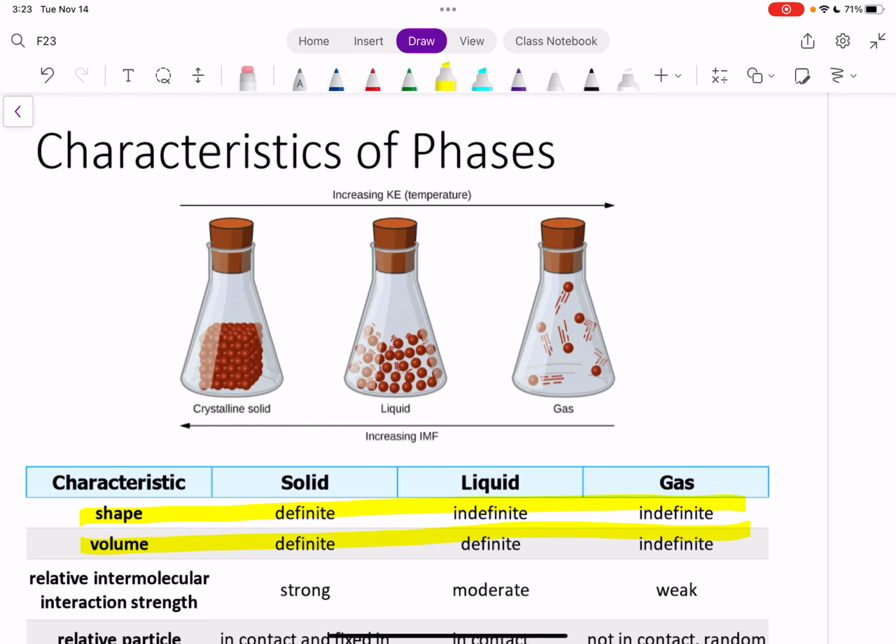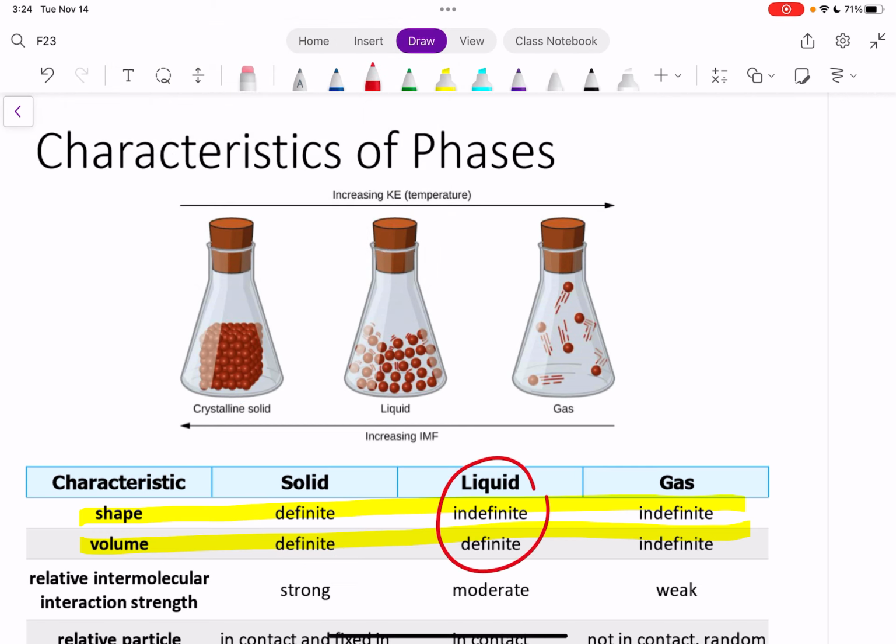So solids have a fixed shape or definite shape, right? If I drop this on the ground, it's just going to stay as a cube. It's got a definite volume as well, right? Because I could measure the length of each of these sides, and that volume's not going to change, right? It's fixed. It's definite.